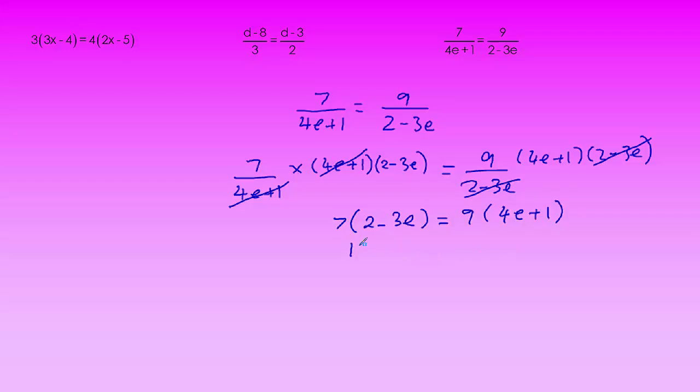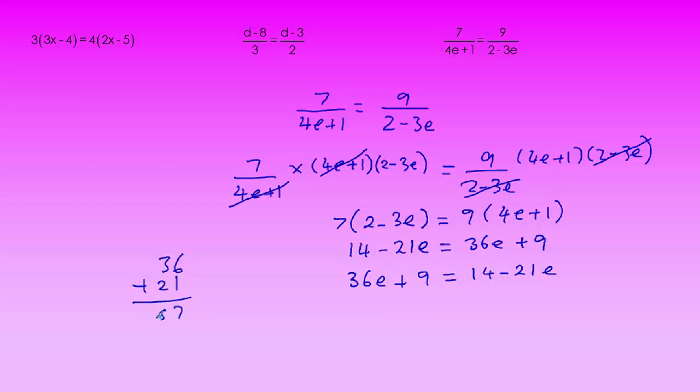So expanding out, I've got 14 take away 21e is 36e add 9. Now we've got 36 e's and 21 e's. 36 is the larger number. I'm just going to write the right on the left and the left on the right. And the way to get rid of the e's is to add 21 e's to both sides. So 36 add 21, that's 57.